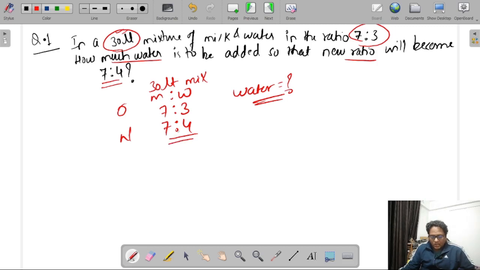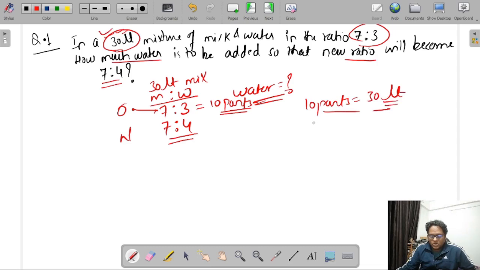Here we see that the total parts of the original mixture are 7 and 3, so 10 parts in total. 10 parts are equal to 30 liters, because originally we have a 30 liter mixture. So 1 part will be equal to 3 liters. Now we want water to be added in such a manner that the new ratio will become 7:4.